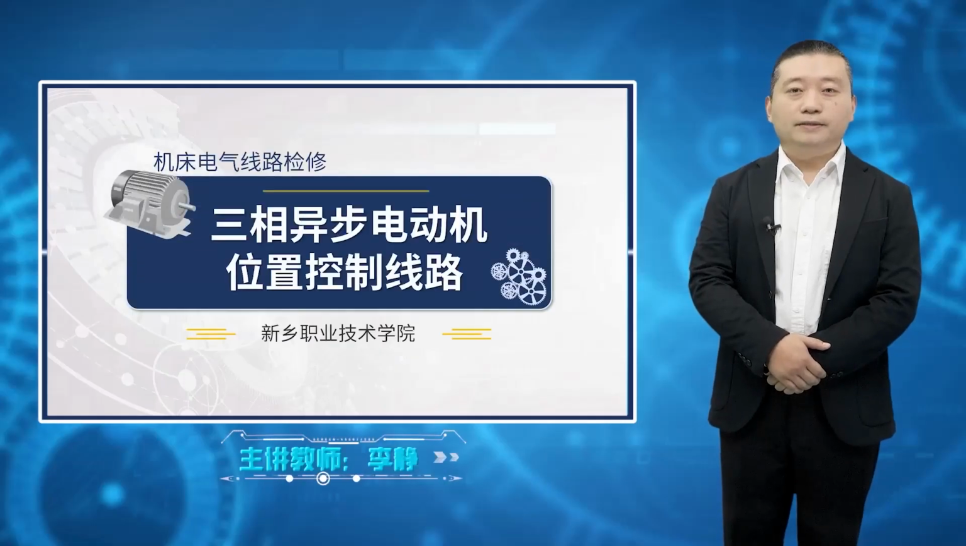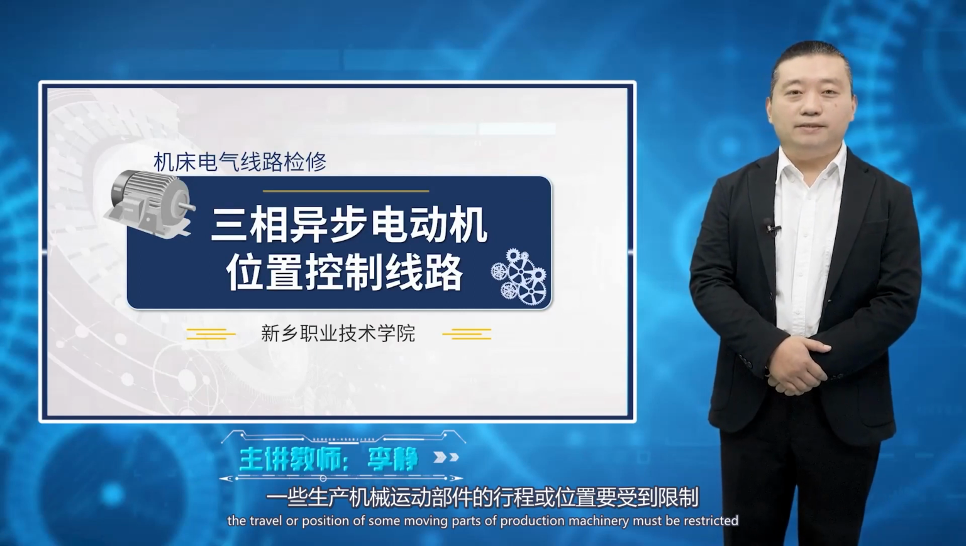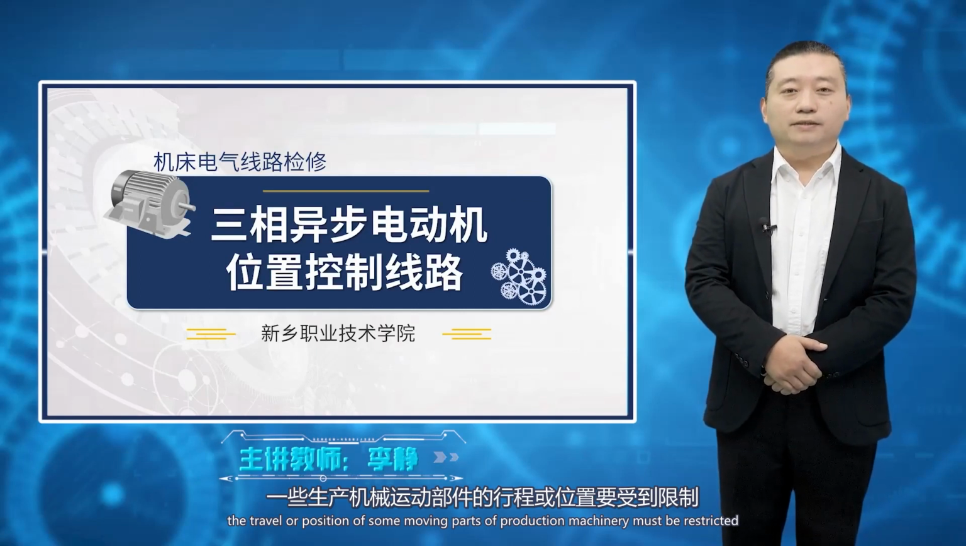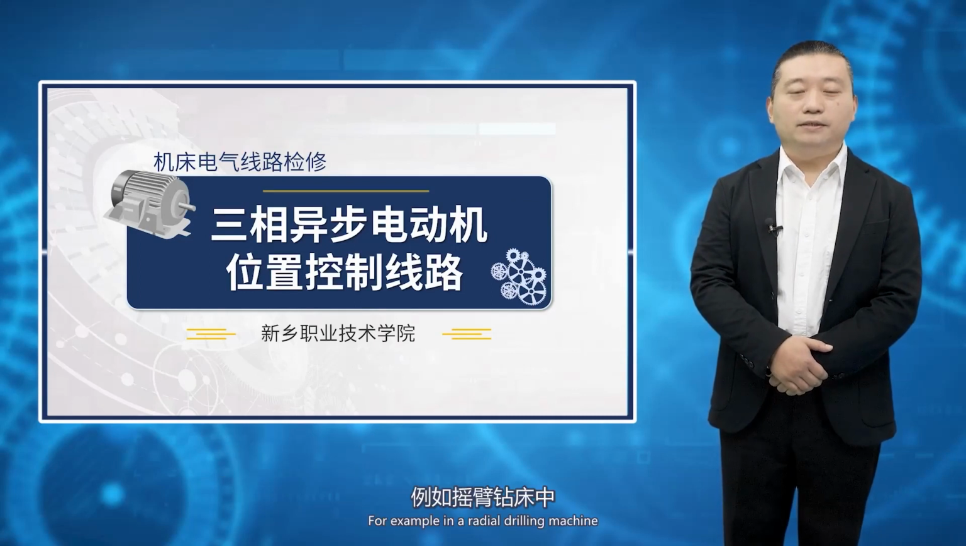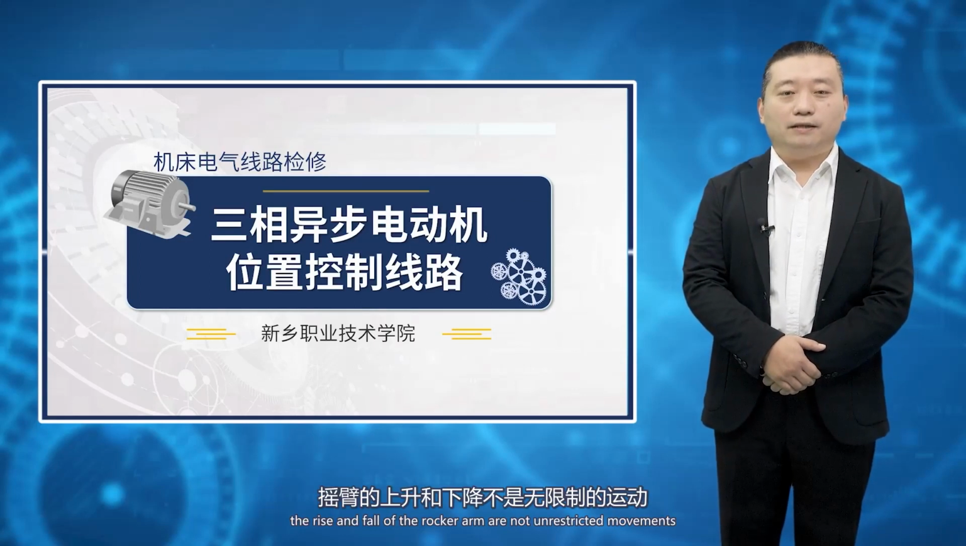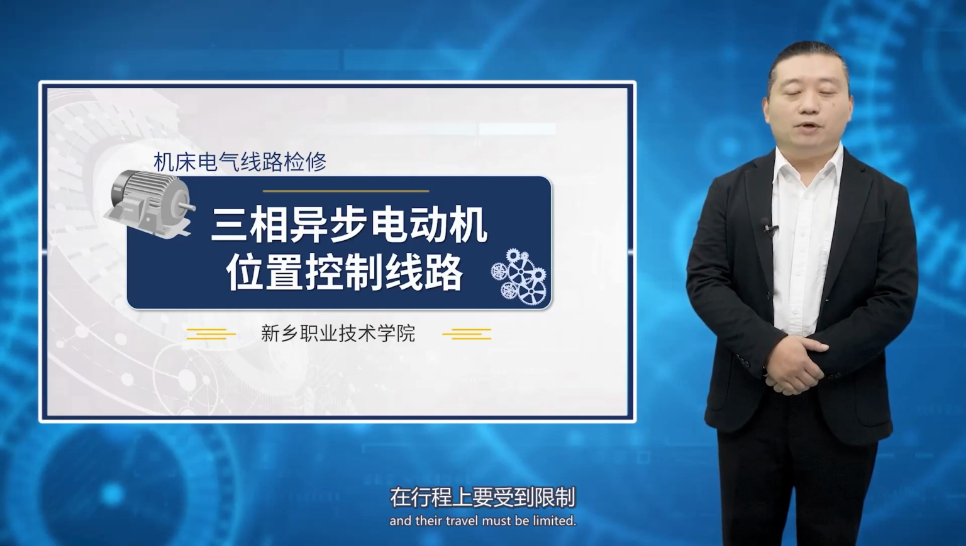Hello, everybody. During the production process, the travel or position of some moving parts of production machinery must be restricted to improve production safety. For example, in a radial drilling machine, the rise and fall of the rocker arm are not unrestricted movements, and their travel must be limited.